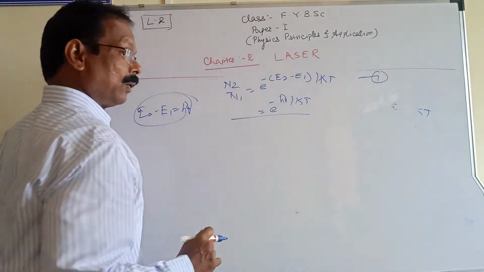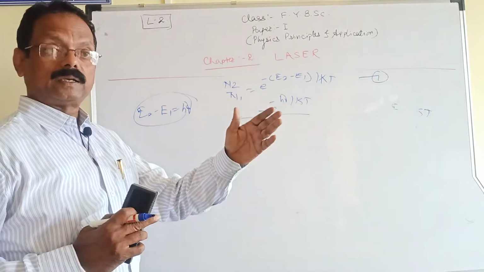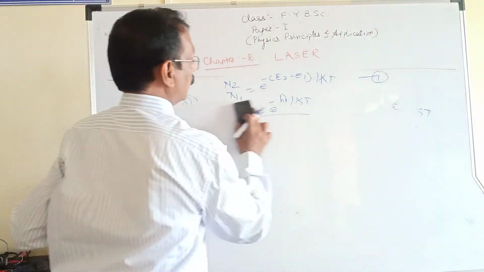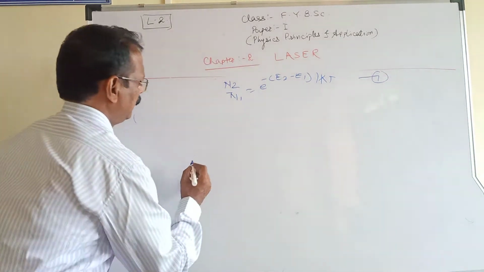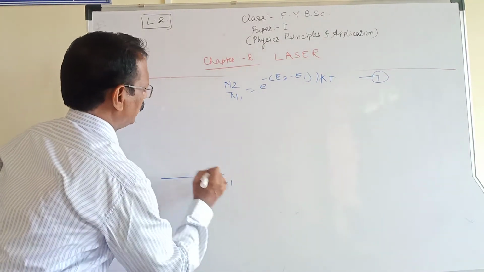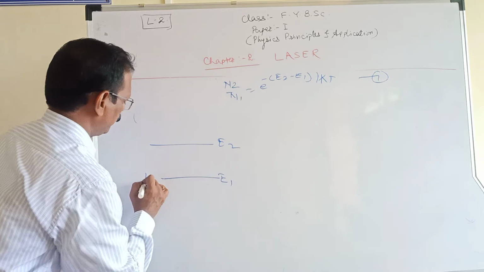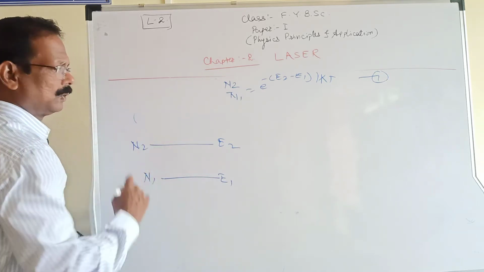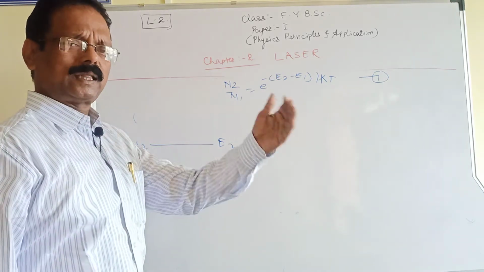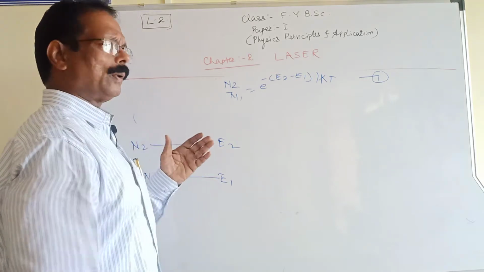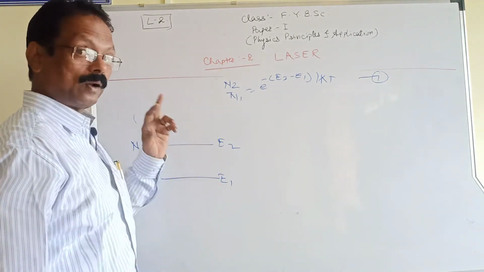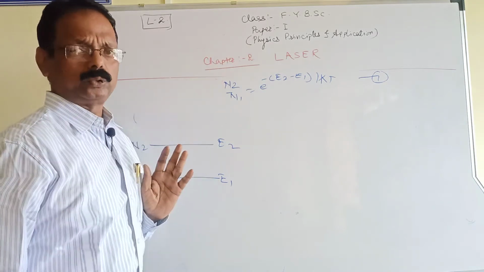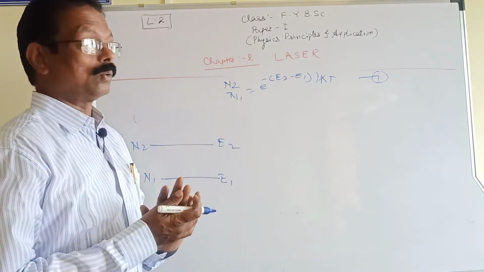Then we can find out what happens at normal room temperature. As I already told you, at normal room temperature, the number of atoms in the ground state E1, with population N1, is nearly everything, and the number of atoms in the higher state E2, N2, is nearly equal to 0. That we have to prove here. How can we prove that?